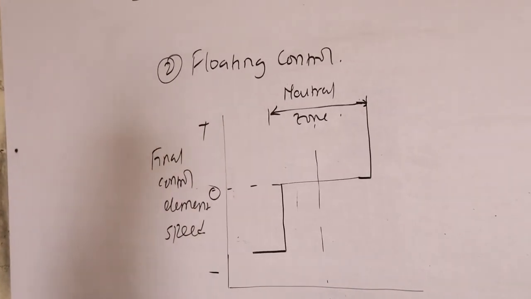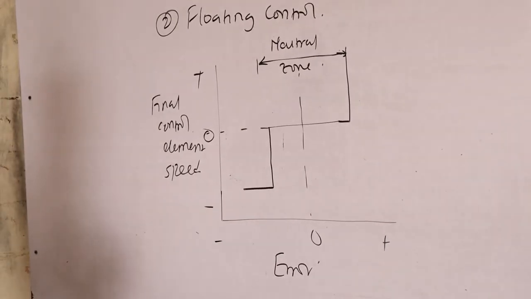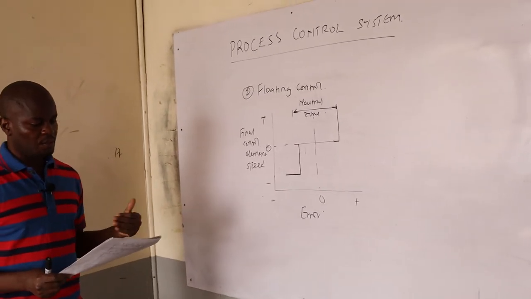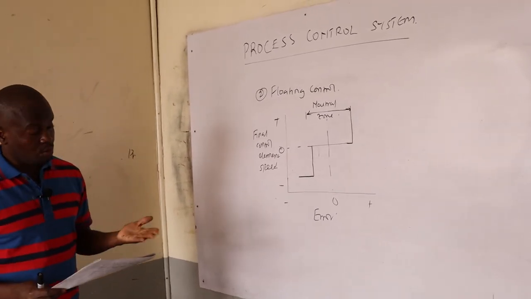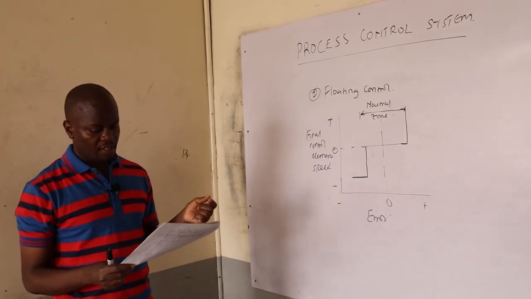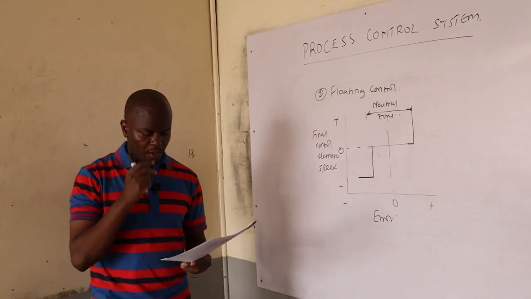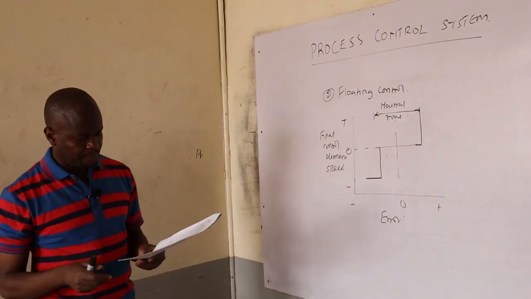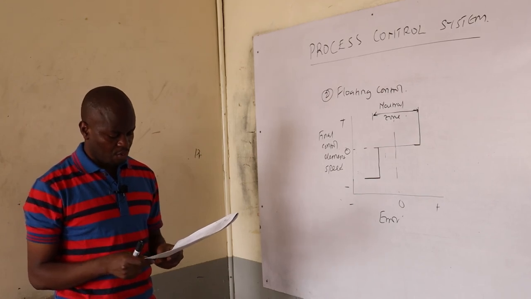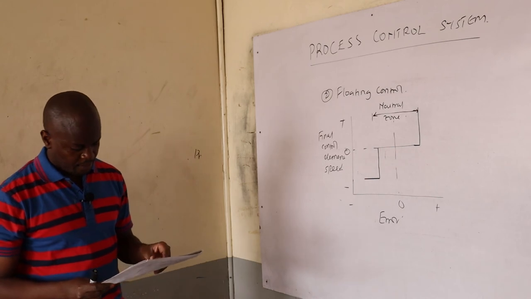Again, the floating control has the tendency to produce cycling, just like the two position, because we say that it is a special application of two position control. So just like the two position, it has the tendency to produce cycling of the control variable with the amplitude depending on the dead time, lag of the process, the capacitance of the process, and the speed at which the controller increases and decreases the final control element.